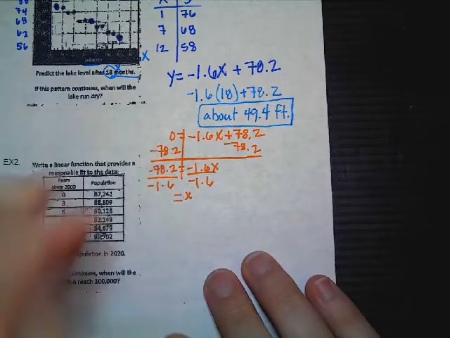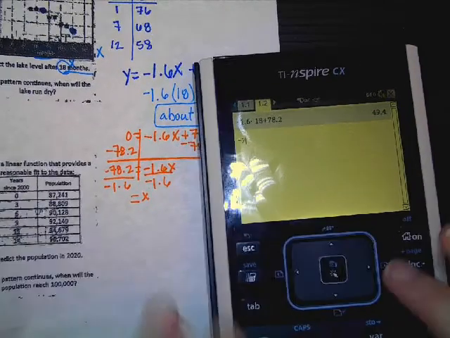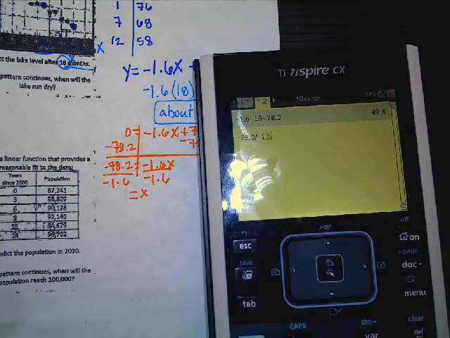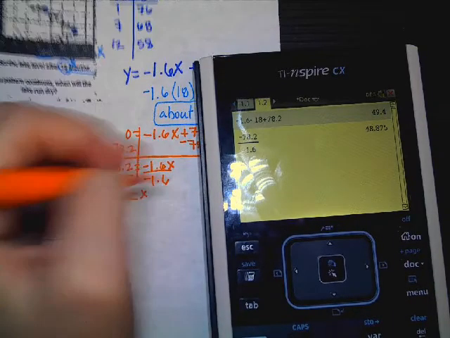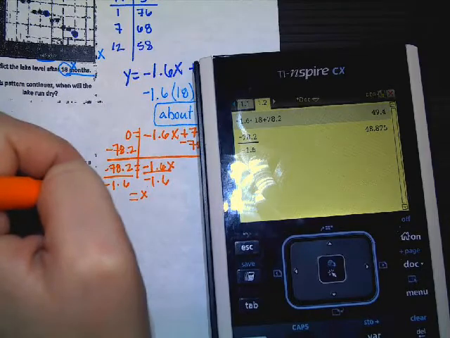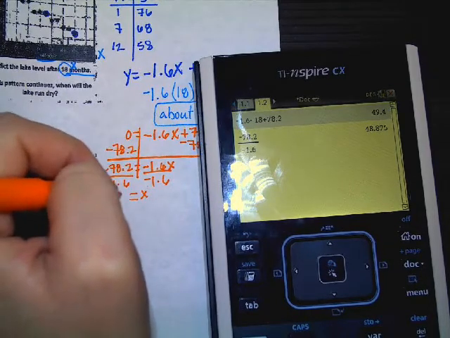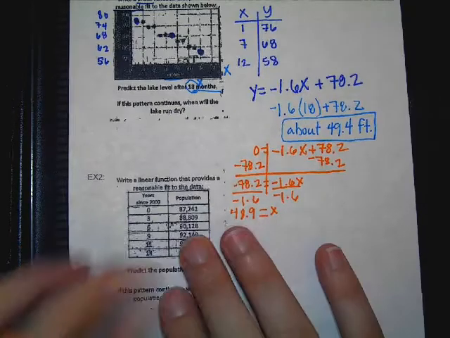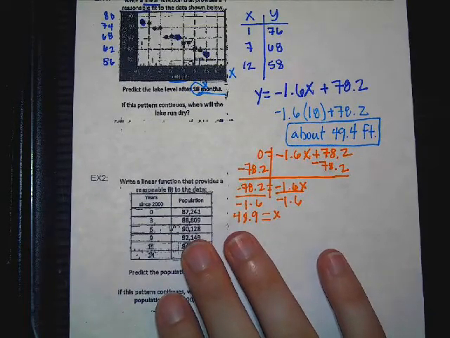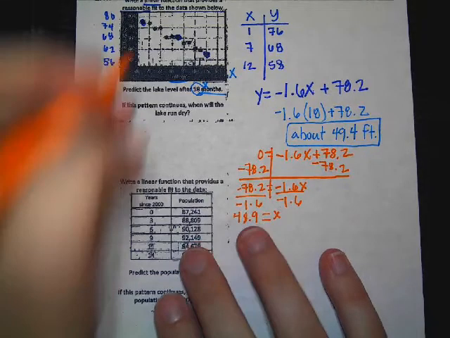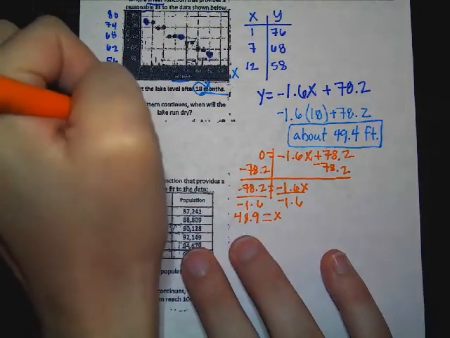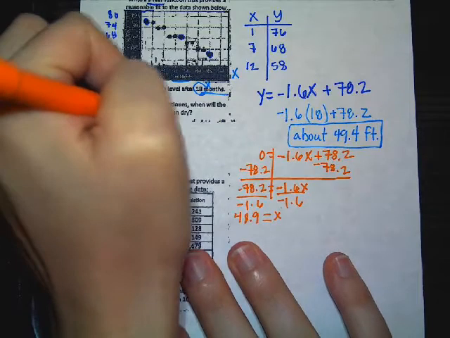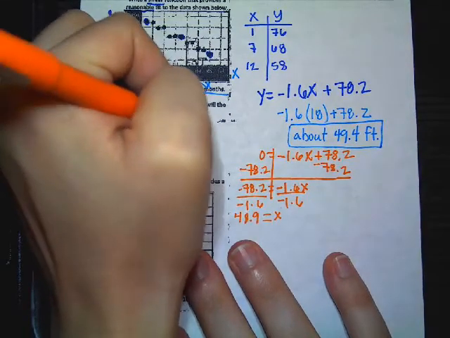X equals, then in my calculator, negative 78.2 divided by negative 1.6, 48.7. About. I say 48.9. So what does this represent? How many days? How many months? So about 48.9 months.